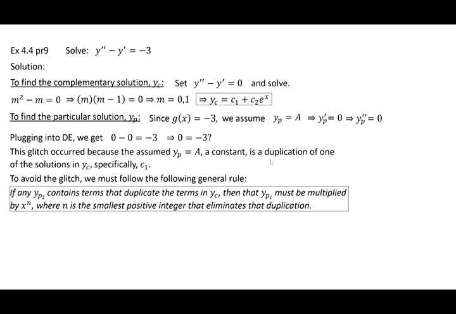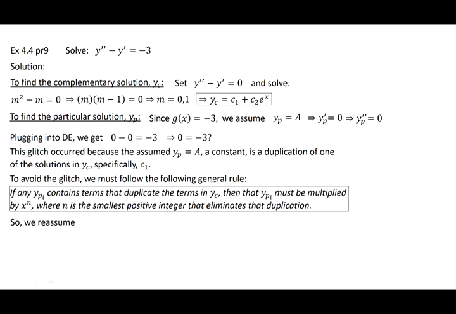If any Y sub Pi, meaning Y sub P1, Y sub P2, Y sub P3, any of them, contains terms that duplicate the terms in Y sub C, then that Y sub Pi must be multiplied by x to the n, where n is the smallest positive integer that eliminates the duplication. Okay? Let me explain what in the world that means.